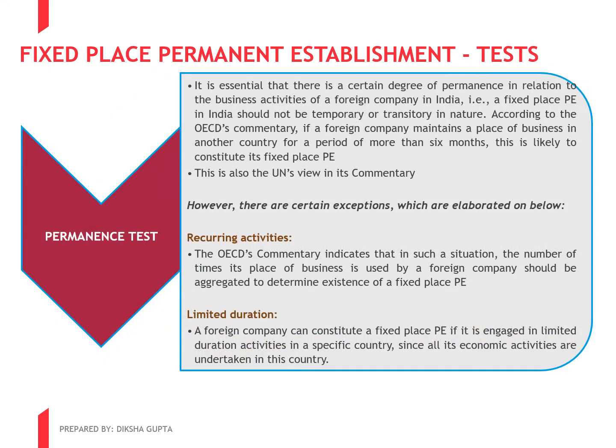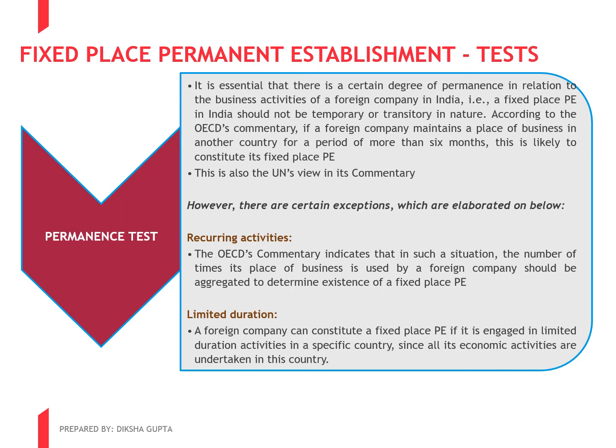The third test is the permanence test, or we can say the fixed place of business test. It is essential that there is a certain degree of permanence in relation to the business activities of the foreign company in India. That is, it should not be of a temporary nature. According to the OECD commentary, if a foreign company maintains a place of business in another country for a period of more than 6 months, this is likely to constitute a fixed place PE.